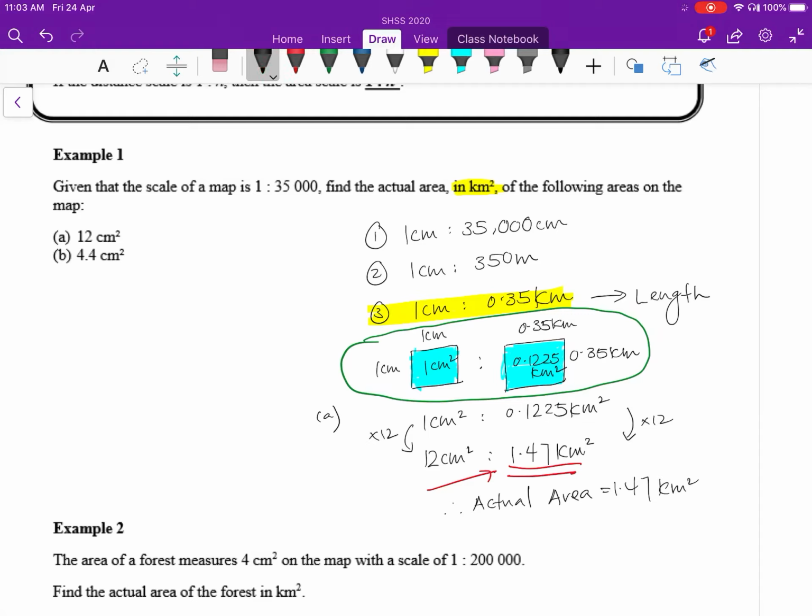Alright, let's do part B. What if it's 4.4 cm square? Now we can directly use the area scale that we have already found, which is 1 cm square is to 0.1225 km square. This is your map. This is your actual. If it's 4.4 cm square, from here to here I will multiply by 4.4, and on the right side I will also multiply by 4.4. So it's 0.1225 multiplied by 4.4. I get 0.539 km square.